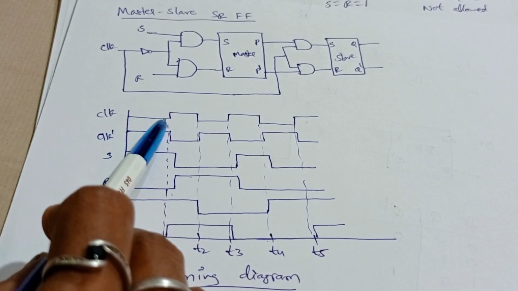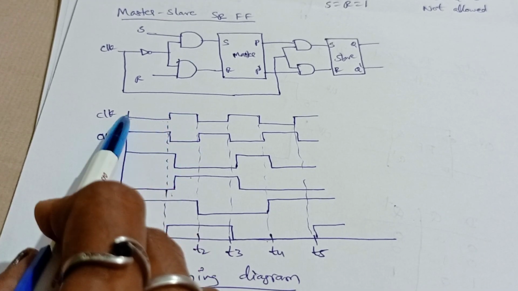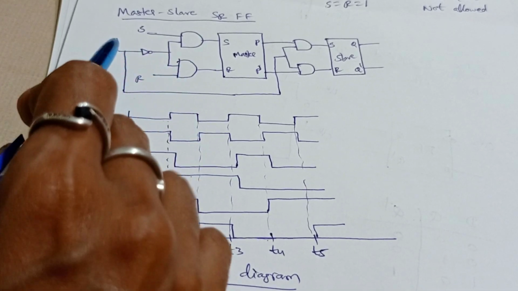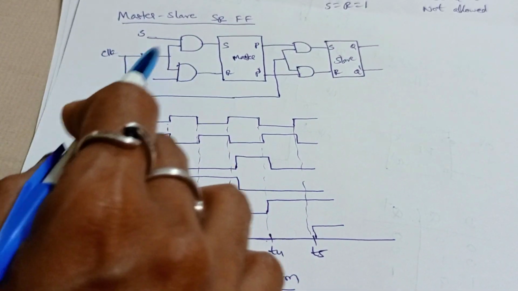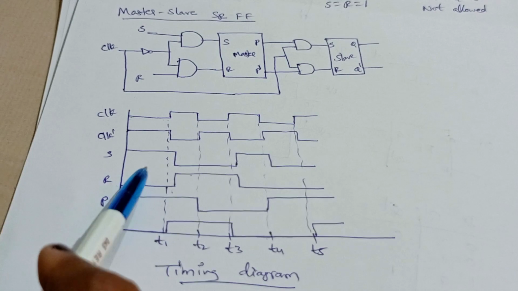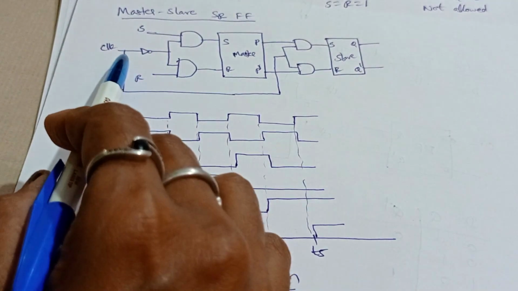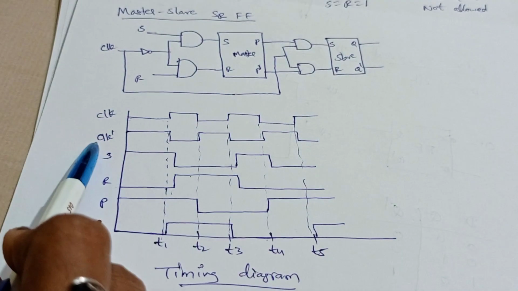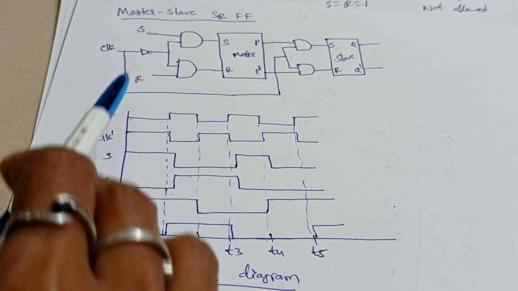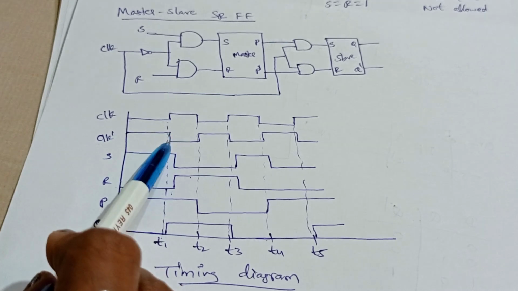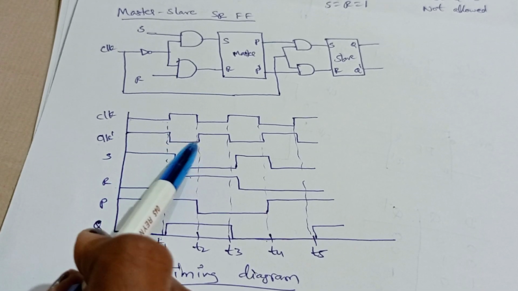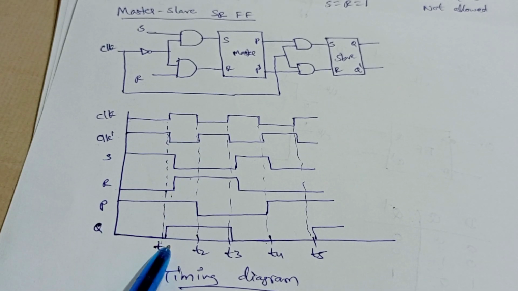Here it is a clock rising edge, 0 to 1. When the rising edge 0 to 1 occurs, the master is active. Now we will get the master output. When the clock is inverted, Q bar, there is a gate delay, and now there will be a delay in the output.